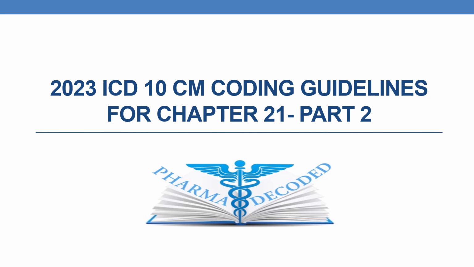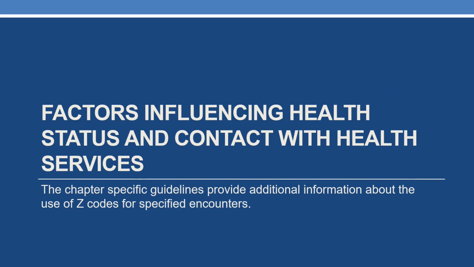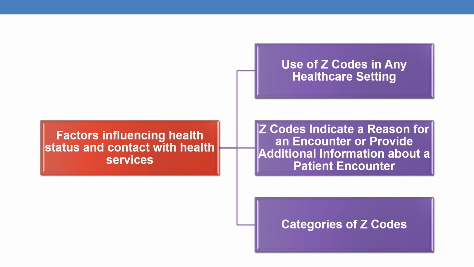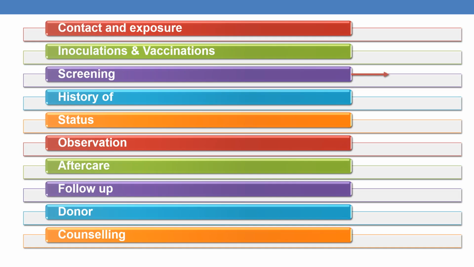Hello everyone, now let us discuss the 2023 ICD-10-CM coding guidelines for chapter 21, part 2. Chapter 21 mainly deals with factors influencing health status and contact with health services. It mainly deals with Z codes. In the previous session we discussed contact and exposure Z codes and Z codes regarding inoculations and vaccinations. Now in the current session we will be focusing on screening.